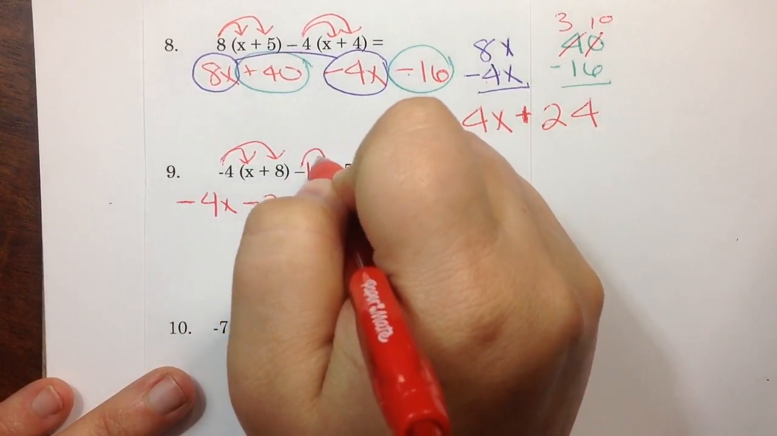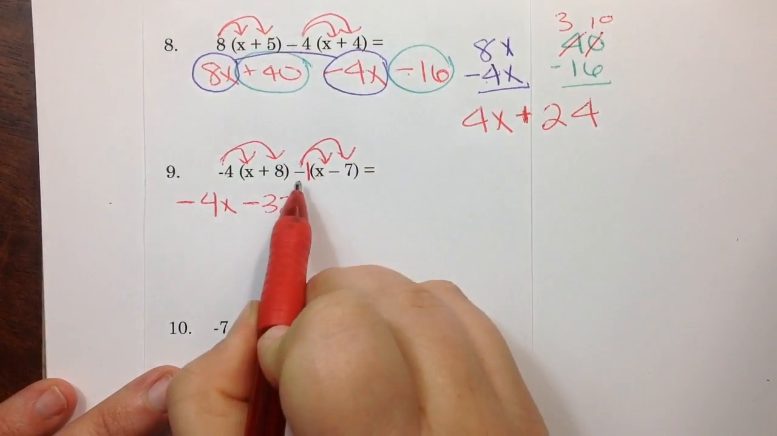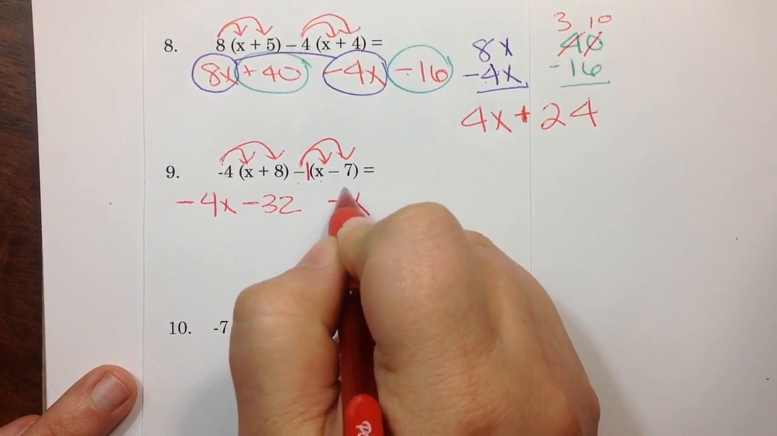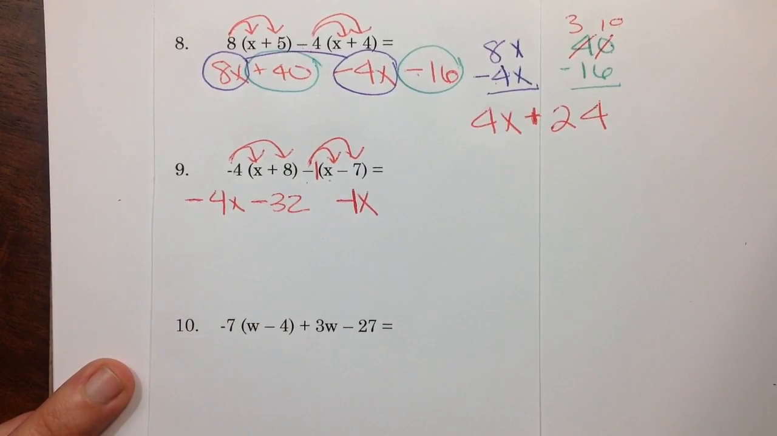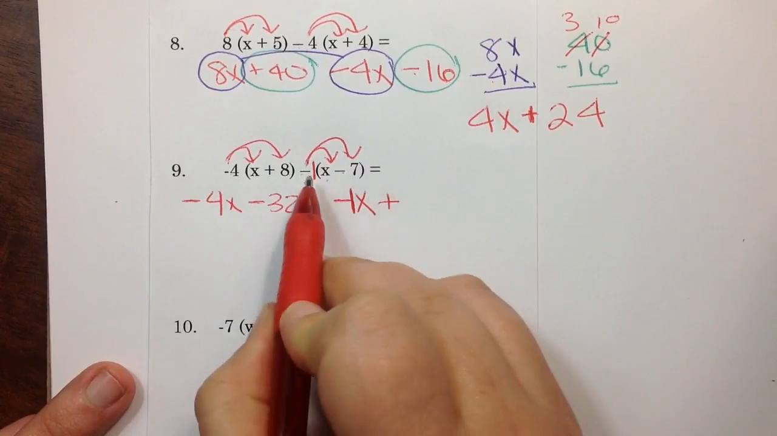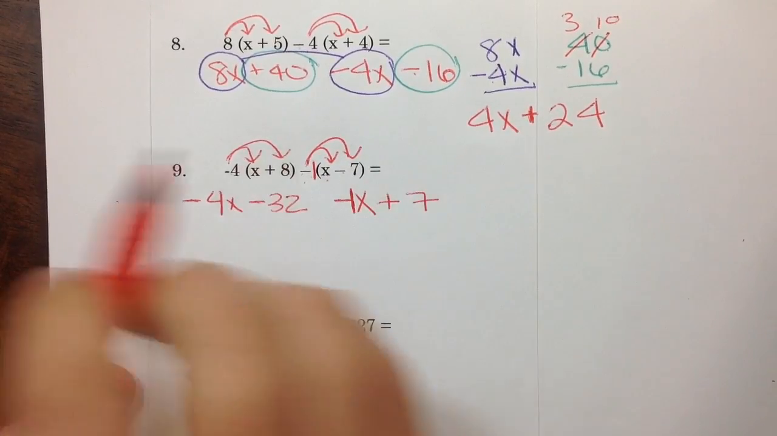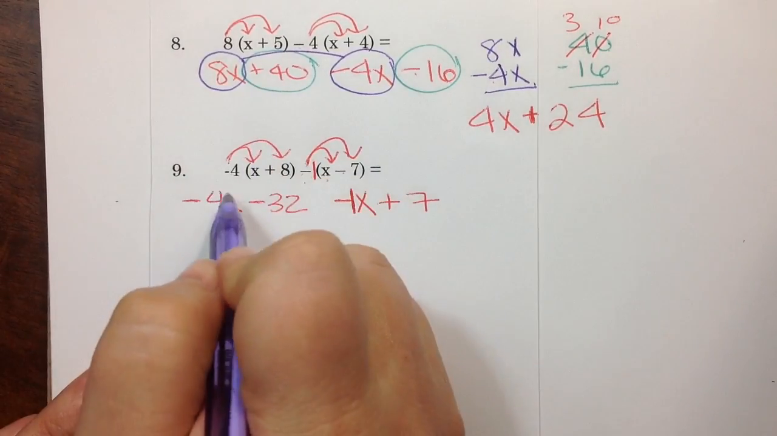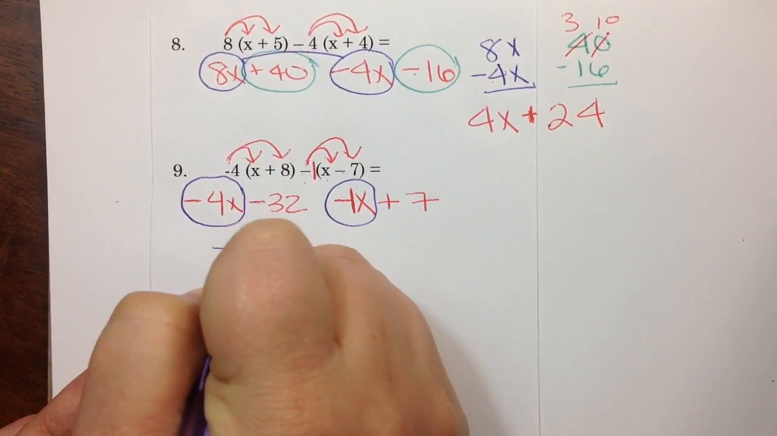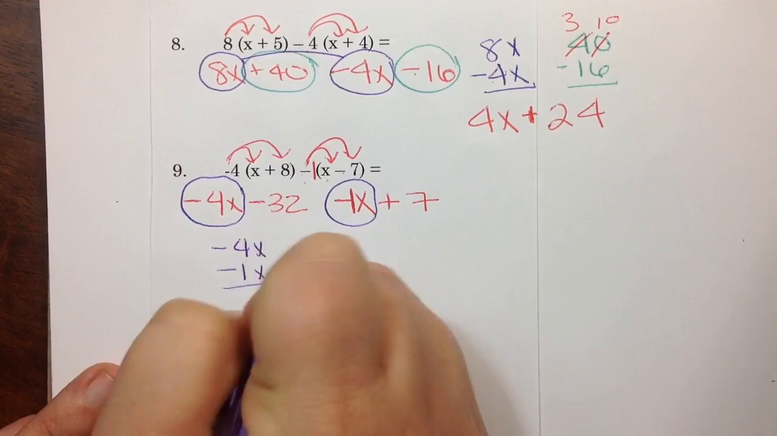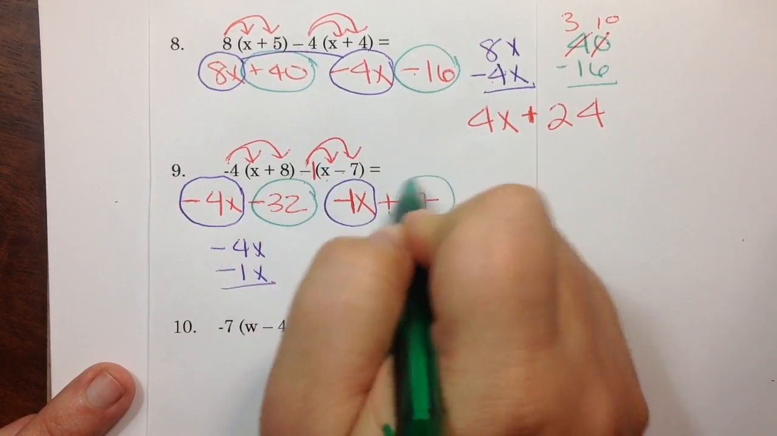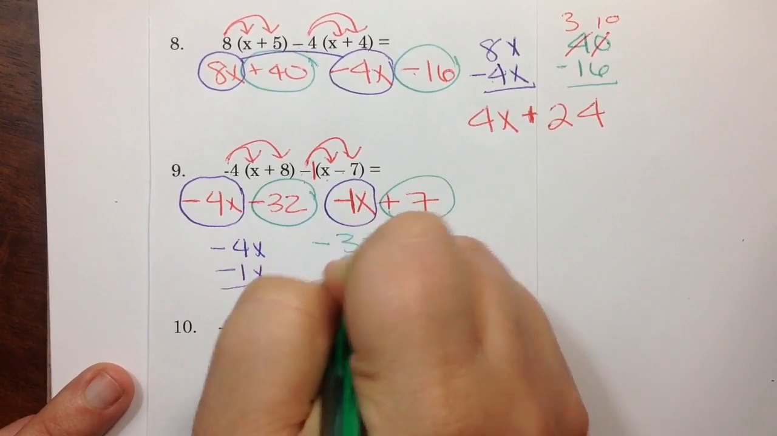So I'm going to distribute that negative 1. Negative 1 times x would be negative x. And if you want to put the 1 there, that's perfectly fine. I like to put the 1 there for me. Negative times a negative makes a positive. 1 times 7 is 7. So now I'm going to combine like terms. X's go with x's. So negative 4x minus 1x. Constants go with constants. Negative 32 plus 7.